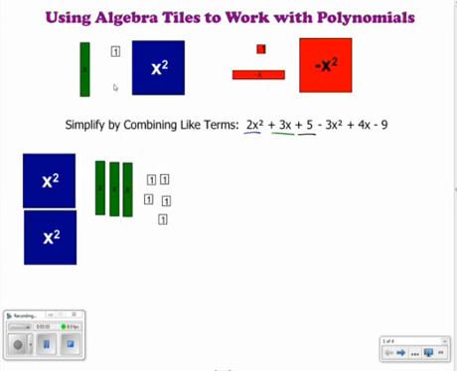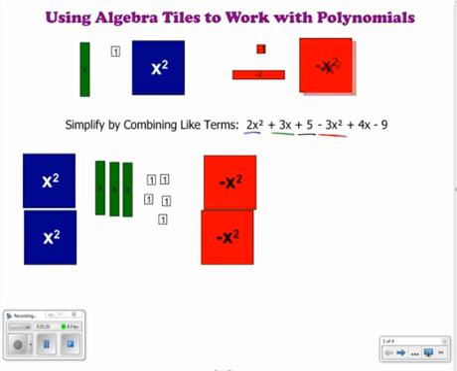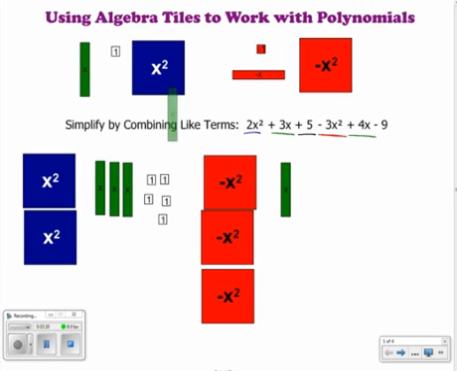Now here I need to be a little bit careful because I have minus 3x squared. That means I need to use my red negative algebra tiles. So minus 3x squared means the same thing as 3 negative x squared. So here are my 3 negative x squared algebra tiles. Then I have plus 4x, so that's going to be 4 of my positive x tiles.